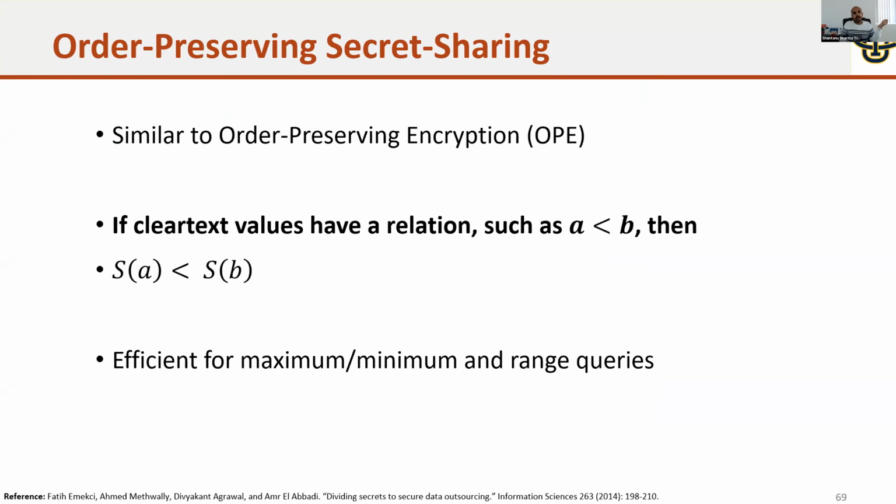There is another technique, similar to order preserving encryption. They introduced order preserving secret sharing. This is by Divyakant Agrawal. Here they follow the same idea: if there are two values, A is less than B, then in the secret shares they also need to follow the same rule. And this is good for maximum finding or minimum finding.